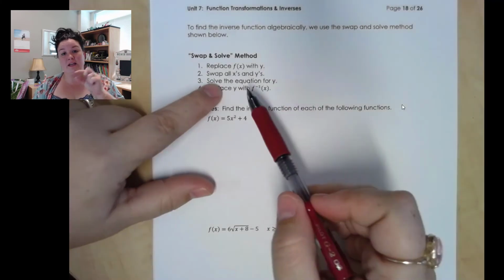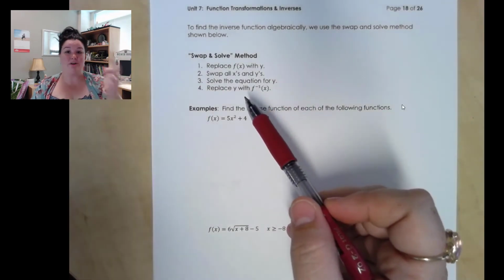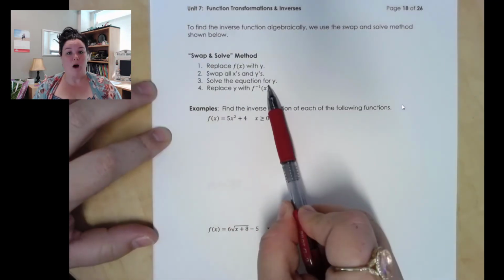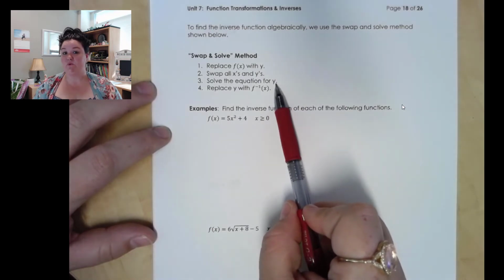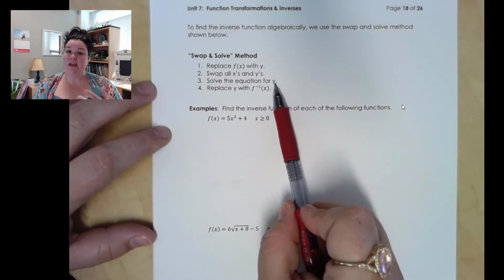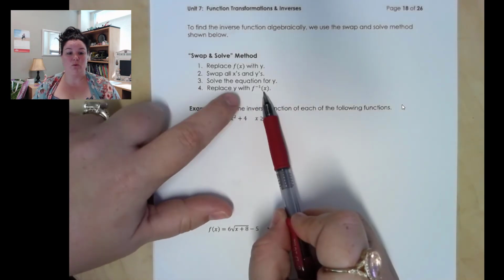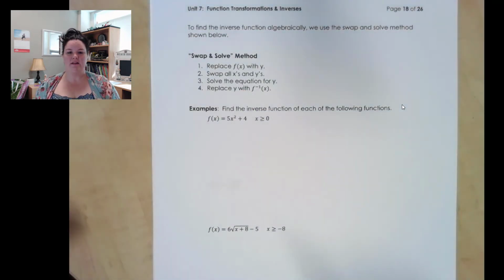So in our equation, anywhere we see an x, we're going to write a y. Anywhere we see a y, we're going to write an x. And then we solve the equation for y. That will give us our inverse function once it's solved for y. Then once we have it solved for y, we just put it back in function notation by replacing y with f inverse of x. Okay, so let's go ahead and look at a couple.